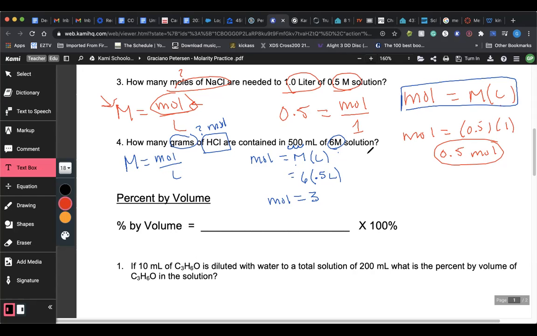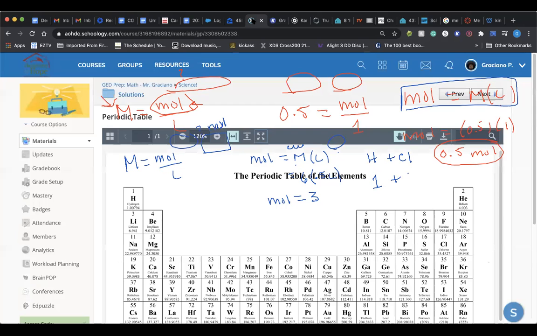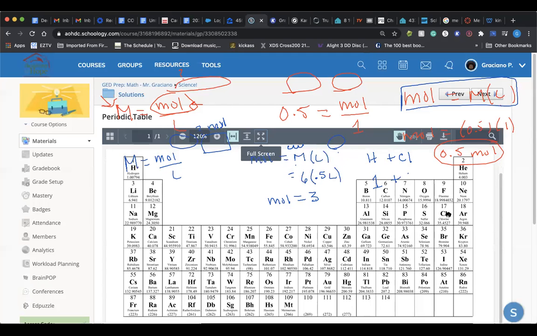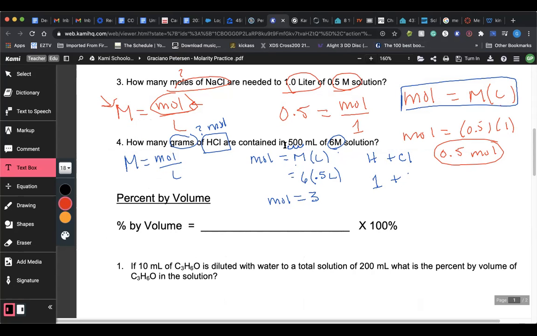We need to find out how many grams per mole we have. So we have to figure out the weight of hydrogen and the weight of chlorine. Well, we know the weight of hydrogen, it's 1. What's the weight of chlorine? So we have to use our periodic table. We go back to it right here. I'm going to find chlorine. Chlorine is number 17 and it's 35.5, essentially. I'm just going to use 35.5 to make my life easy.